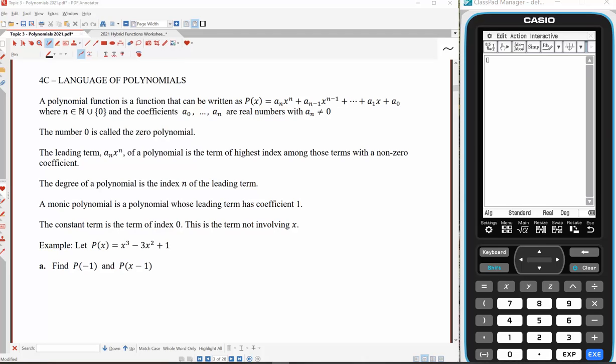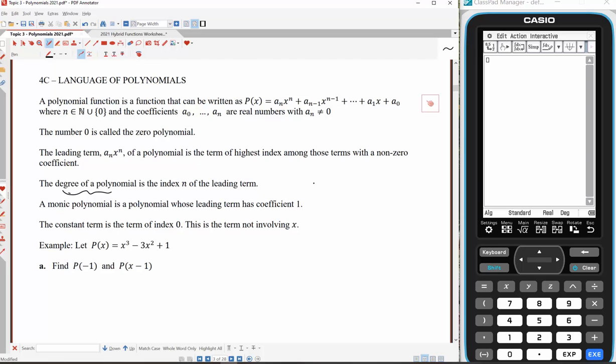Next up, we'll look at the language of polynomials. There's a little bit of preamble here about polynomials, but what we need to realize is we need to work out the degree of a polynomial. That's really handy to know. That is the index n of the leading term.